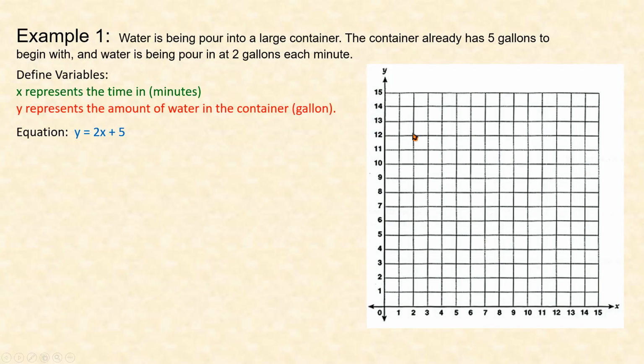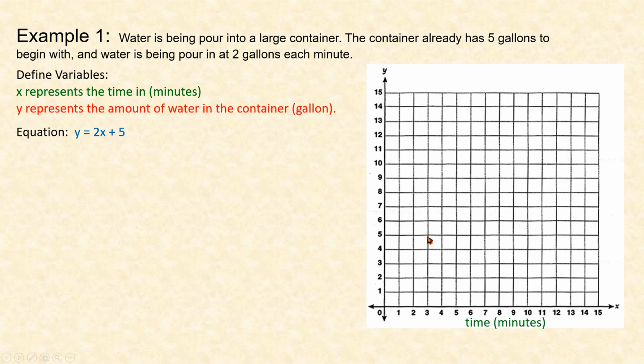So we're going to graph this, right? So word problems, it gives you an equation. You can use this equation to graph to represent what's happening. Okay, so my x is my time. So all these numbers here are minutes, right? 1 minute, 2 minutes, 3 minutes, 4 minutes.